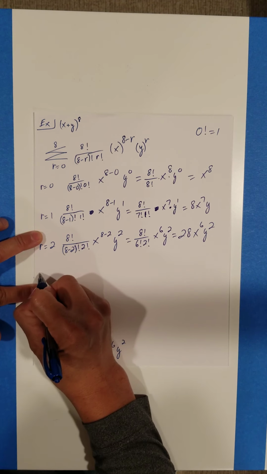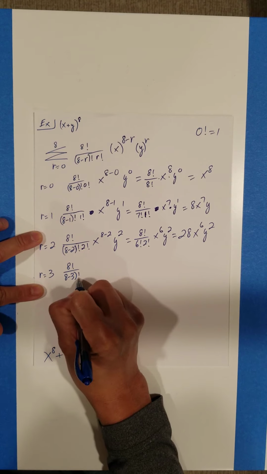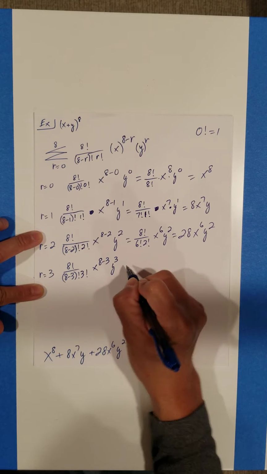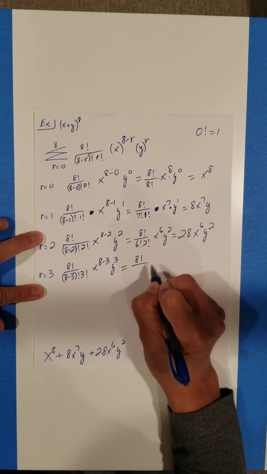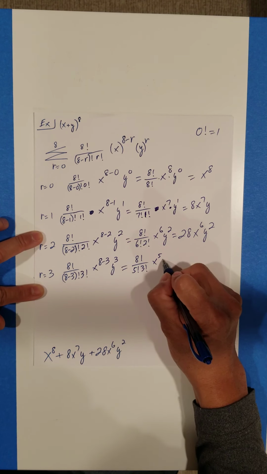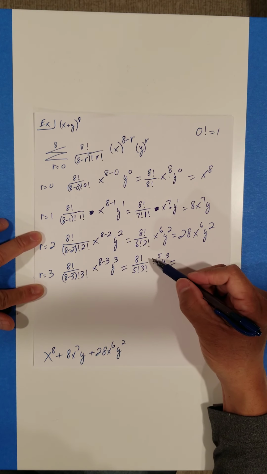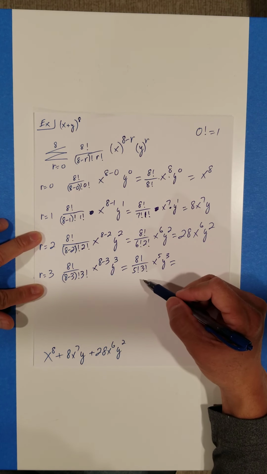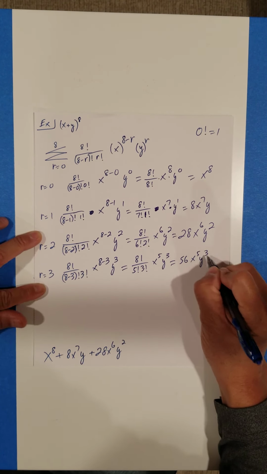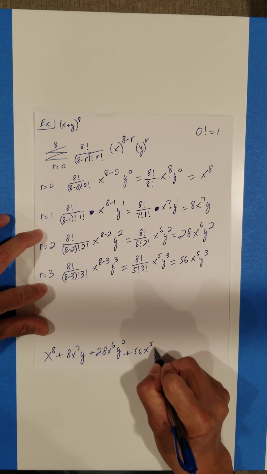Okay, again, I'm going to do it again with r equals 3. So 8 factorial, 8 minus 3 factorial, and 3 factorial. X to the 8 minus 3, y to the 3. So 8 factorial, 5 factorial, 3 factorial, x to the 5, y to the third. 8 factorial divided by 5 factorial divided by 3 factorial is going to be 56, x to the 5th, y cubed. So I put here plus 56x to the 5th y cubed.